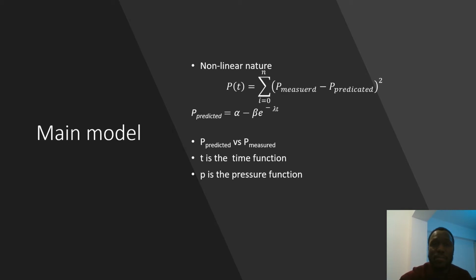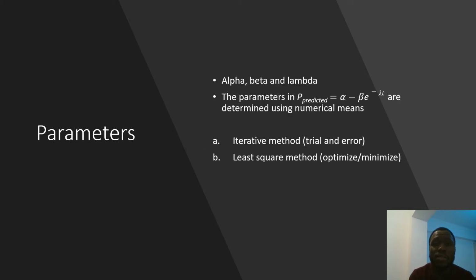One of the main challenging tasks of this study was to find the three parameters alpha, beta, and lambda, making up the second part of our main model, that is our P predicted. These three parameters are determined using numerical means, and one of the most commonly used methods is the iterative method, also known as the trial and error method. Another method we used is the least square method. In Python, this is known as optimization stroke minimization, and we shall see this in the next couple of slides.